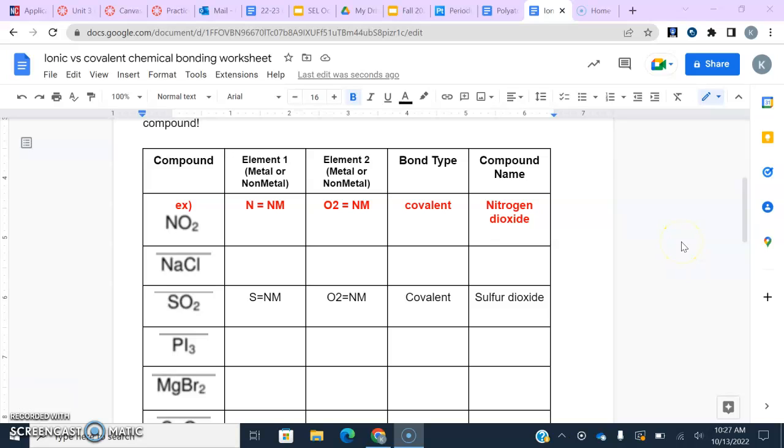Hey guys, so I noticed a lot of us were struggling with this assignment and some of the answers were all over the place. So I already did 2 examples for you. It's already filled in your copy. If you wanted to see how those 2 examples were done, go back into the original assignment, which is your ionic versus covalent chemical bonding worksheet.